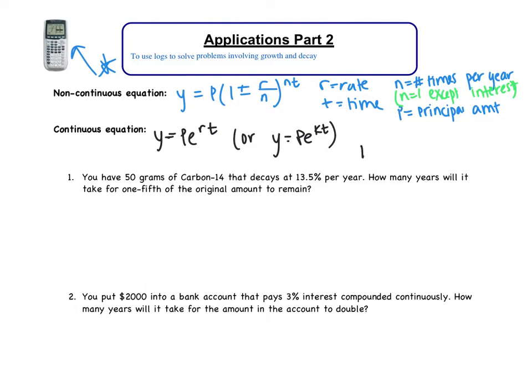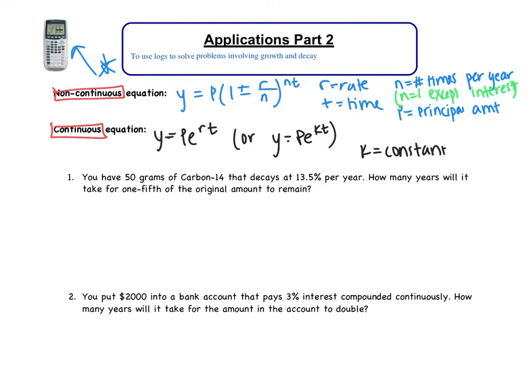And K in this case, or R, is a constant. P is still the principal. E, remember, is a constant. It's a number in the calculator. T is still time. In today's video, we're going to need to determine when to use each of these equations. What's most important is whether or not we're continuous. I think it's best if we just jump in and do some examples together.